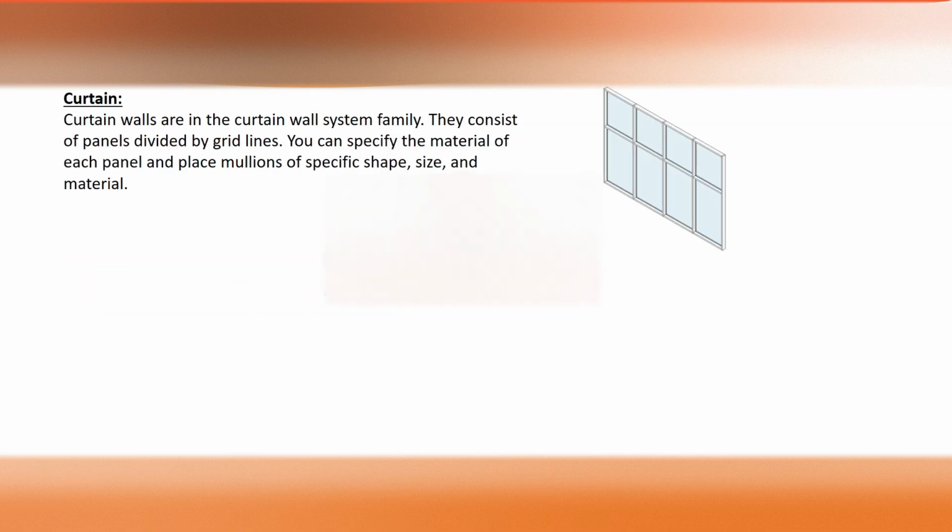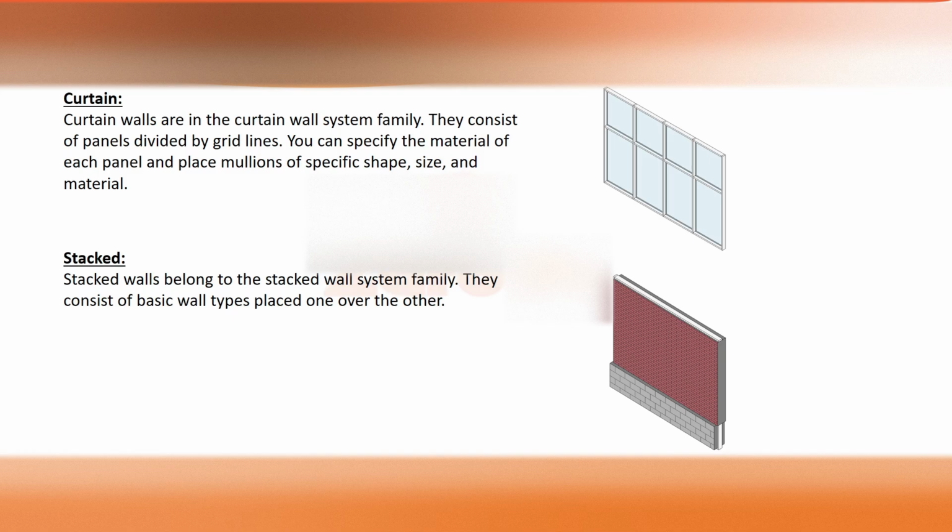Curtain wall. Curtain walls are in the curtain wall system family. They consist of panels divided by grid lines. You can specify the materials of each panel and place mullions of specific shape, size, and material. Whereas a stacked wall belongs to a stacked wall system family. They consist of basic wall types placed one over the other.